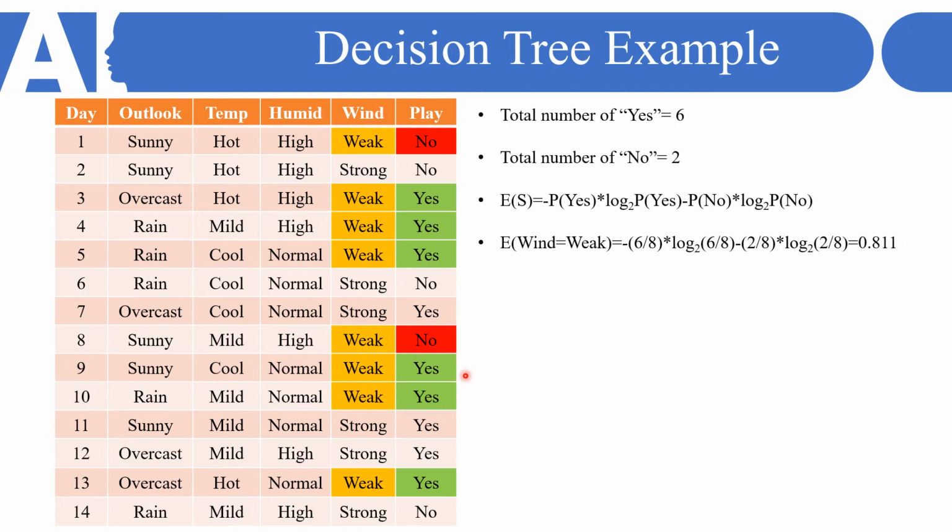So if I consider these highlighted cells, then the total number of yes is 6, if you can see in this green color, and the total number of no is only 2. And if I find out the entropy of wind when it is weak, that is equal to minus 6 by 8 into log to the base 2 of 6 by 8 minus 2 by 8 into log to the base 2 of 2 by 8, which is equal to 0.811. So this is the entropy for wind when it is weak.